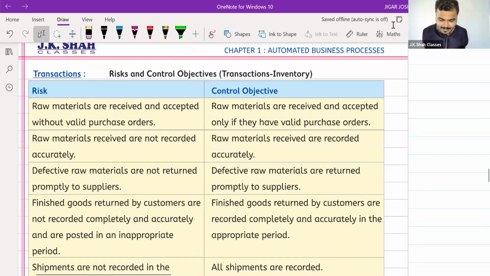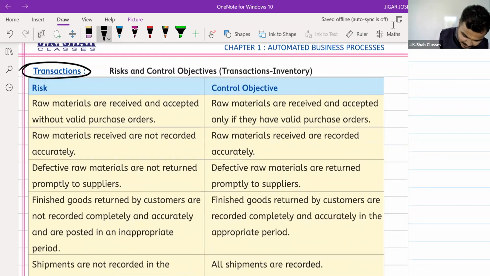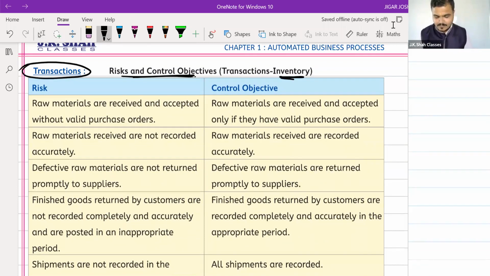Now we are going to see transaction related risk and control, with reference to inventory. How many phases were there? Three phases: raw material order, WIP converting into finished goods, and finished goods supplied to customer. Now, in this process, what are the general risks?